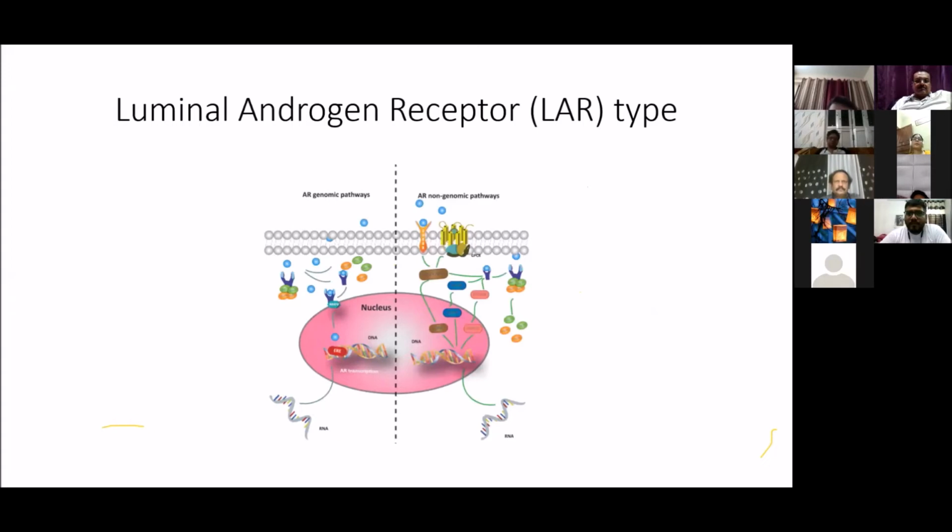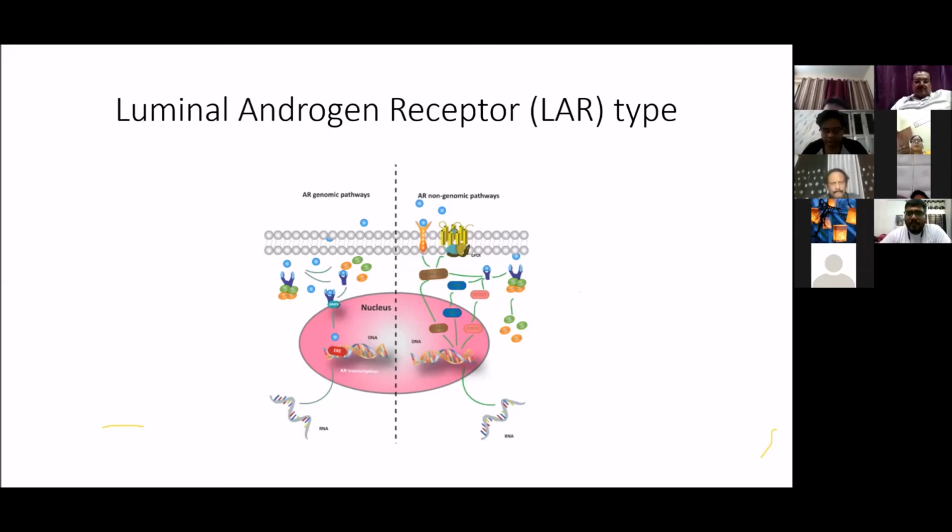Now this is the third type. This is the luminal androgen receptor type. Estrogen receptor and progesterone receptors are also steroid receptors, and they are luminal types. This luminal androgen receptor means it is similar to ER/PR positive, but it responds to the androgens rather than estrogen or progesterone.